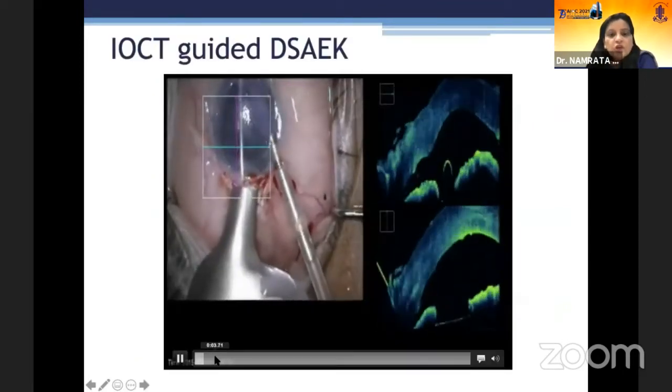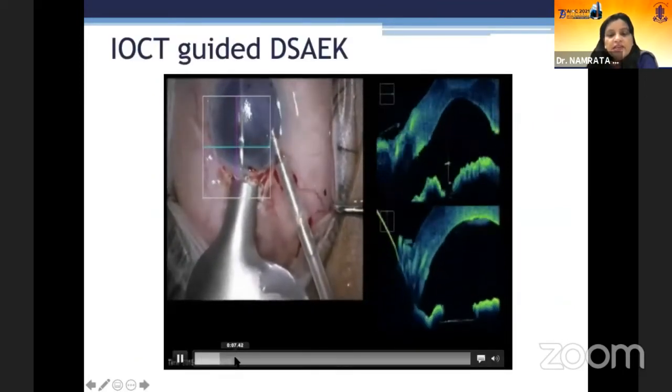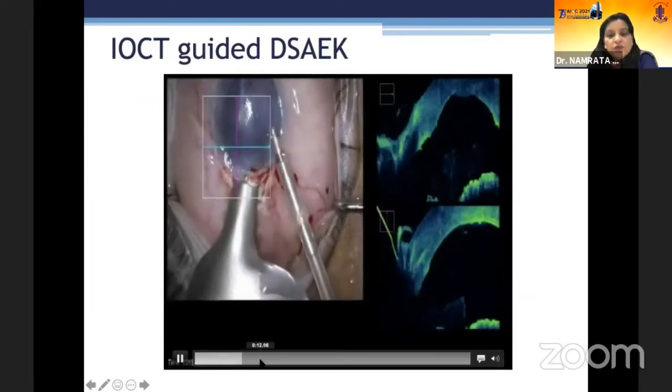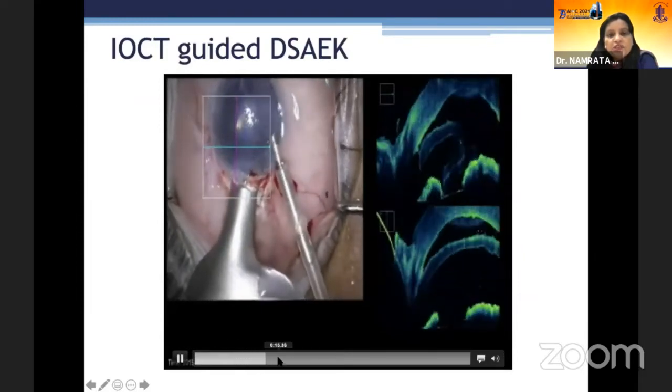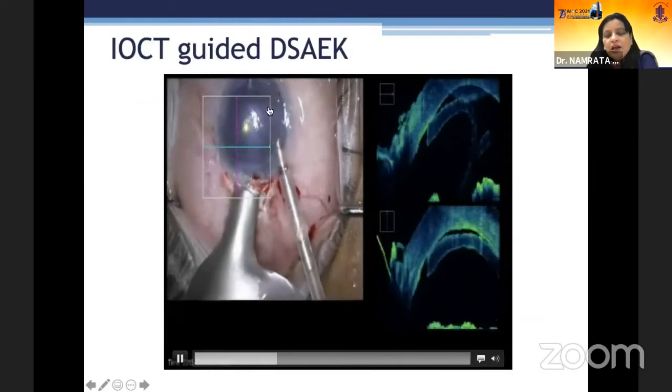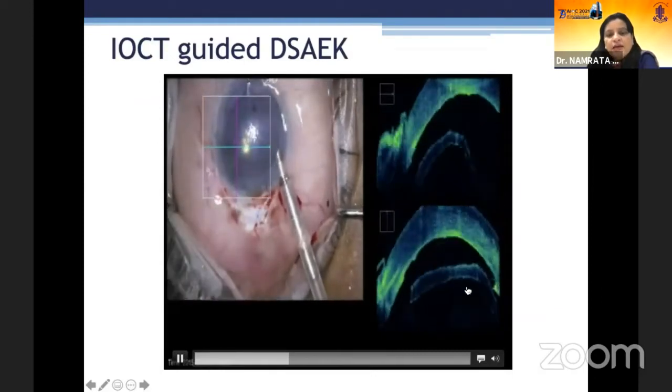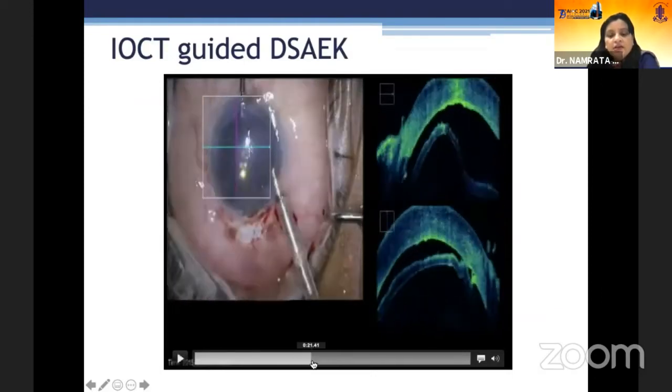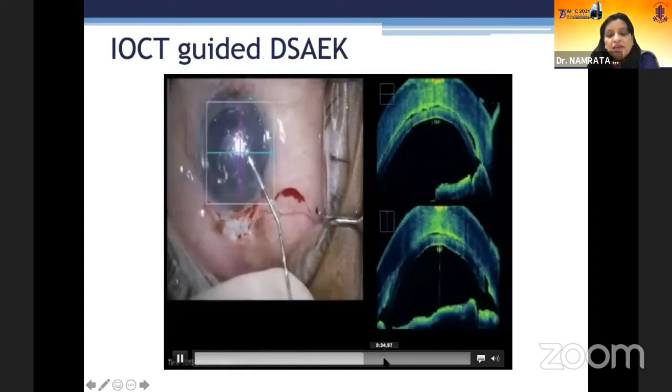Now in DSEK also it helps because we often do DSEK in very hazy corneas, and sometimes you can't make out where your graft is. Here you can't make it out, you have to imagine it very faintly, but with the intraop OCT microscope you know the exact morphology or the topography where the graft is.